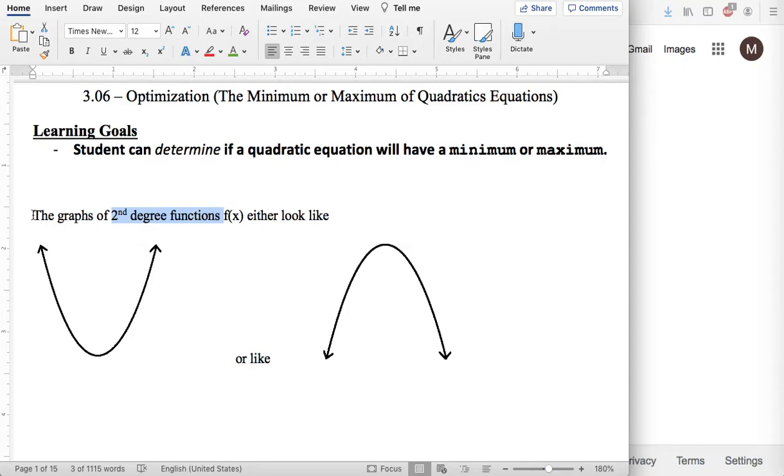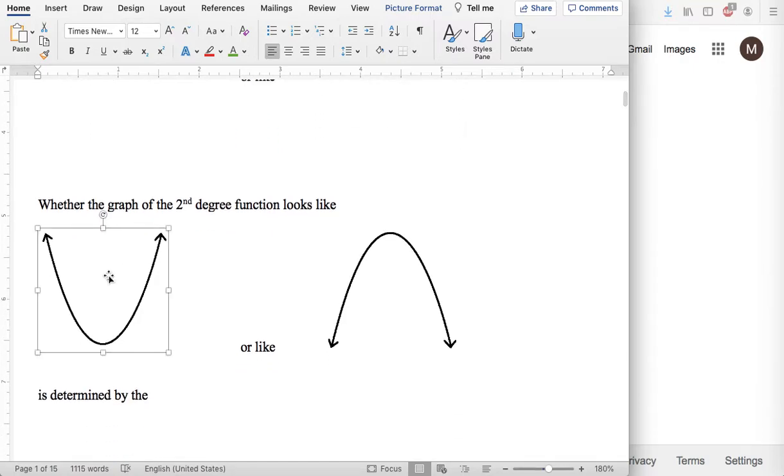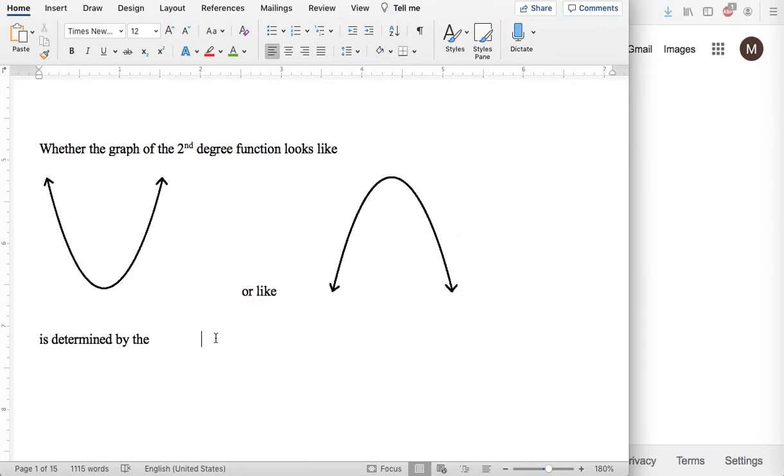On this particular section of the video, the learning goal is that you should be able, at the end of it, to determine if a quadratic equation will have a minimum or maximum. So what does a second degree function look like? Either it looks like a U facing up or a U facing down. Whether the graph of that degree 2 function looks like a U facing up or a U facing down is determined by the leading coefficient. This is the number in front of the x squared.